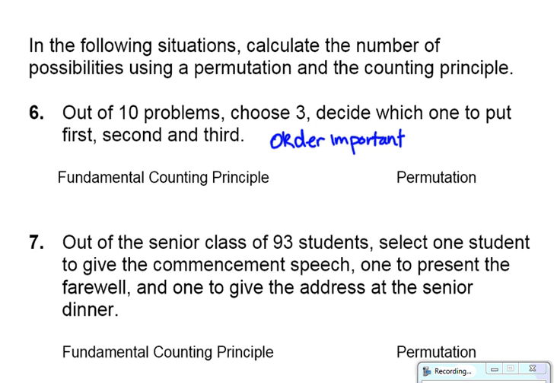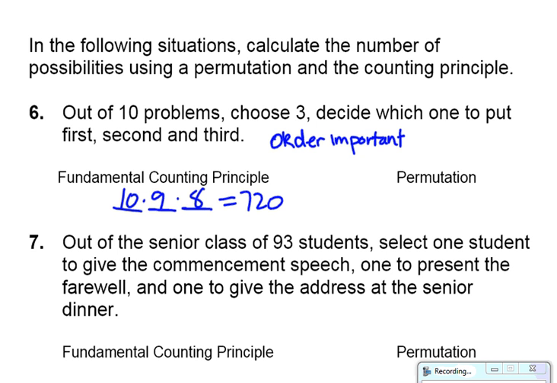So for the fundamental counting principle, I have 3 spots to fill. For those spots, I have 10 problems to choose between, so I have 10 choices for the first one, 9 choices for the second one, and 8 for the third one. Of course, I'm not going to repeat the same problem over and over again. So 10 times 9 times 8 to get my answer. 90 times 8 is 720.